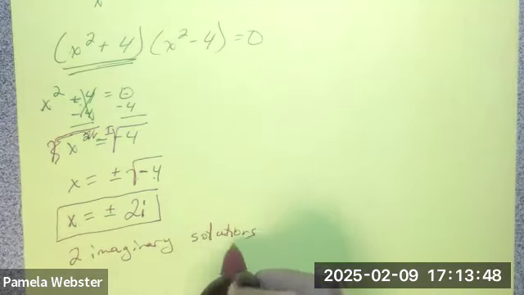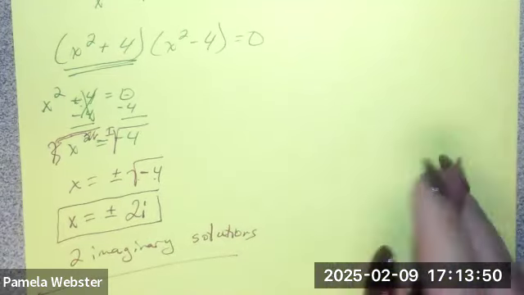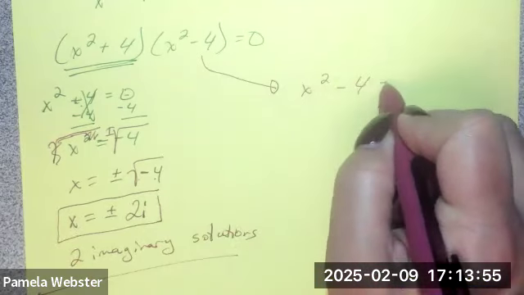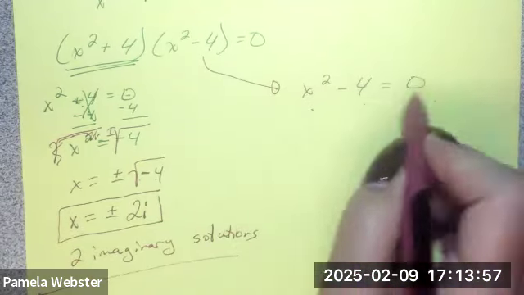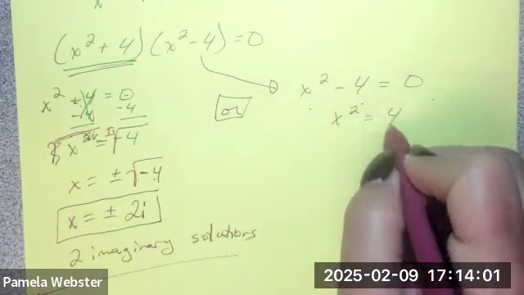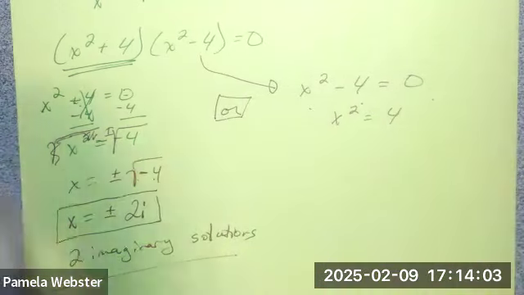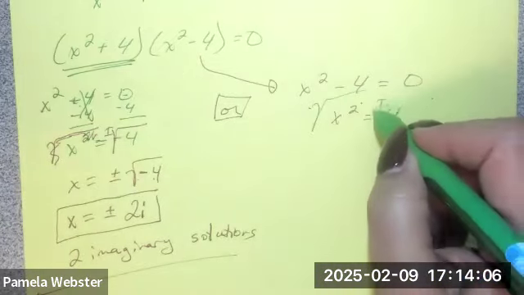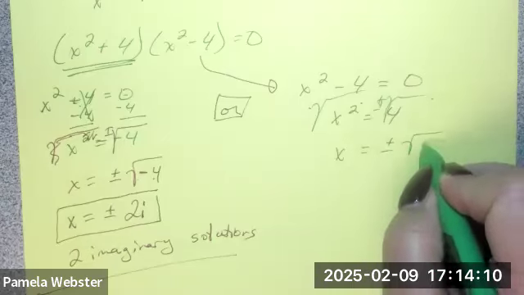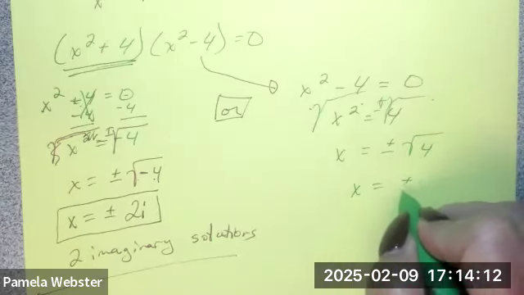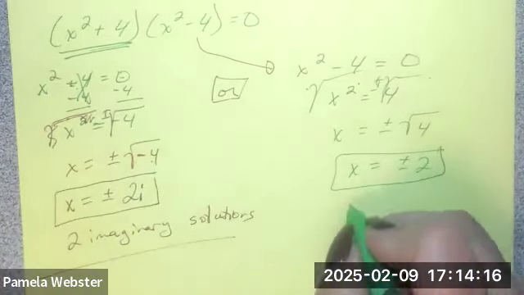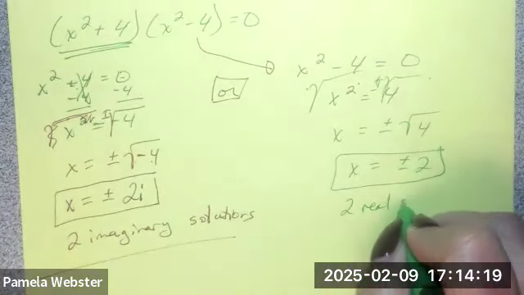Each of those is a solution once, but they're both imaginary. And then this one's not so bad because we're used to dealing with it. X squared minus 4 equals 0. X squared equals 4. No problem. Square root both sides. X equals plus or minus the square root of 4. And lo and behold, there we have 2 real solutions.